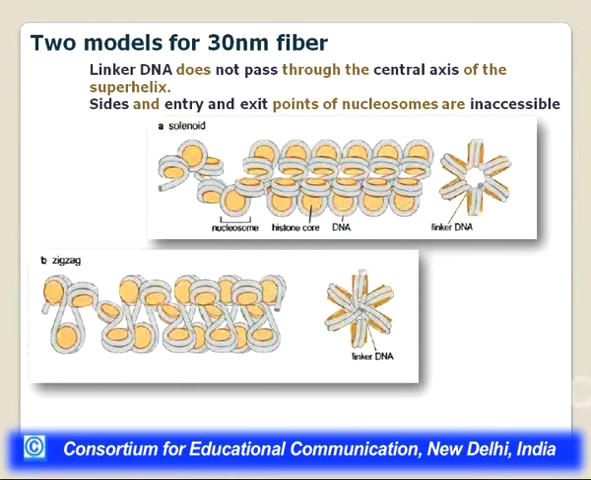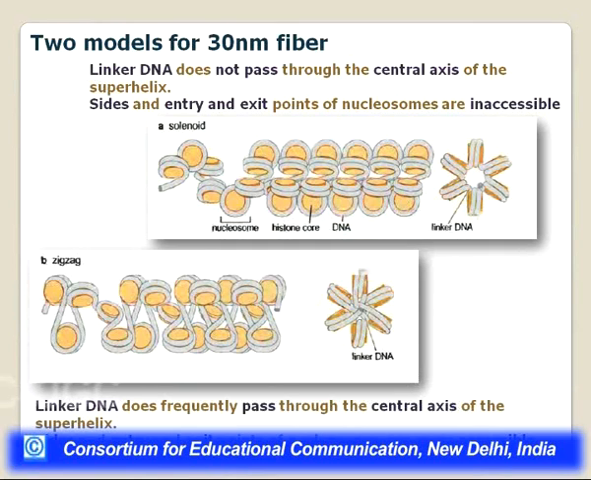Another possibility is the zigzag model, in which the linker DNA does frequently pass through the central axis of the superhelix, and the sites and entry and exit points of nucleosomes are more accessible because they lie towards the outside. So where the DNA enters into the nucleosomes is more accessible because they are lying towards the outside, and in the center the axis of the superhelix is present. So these two are the proposed models for the organization of the 30 nanometer fiber, that is, how the nucleosomes present on the DNA are then bound on its own helix.